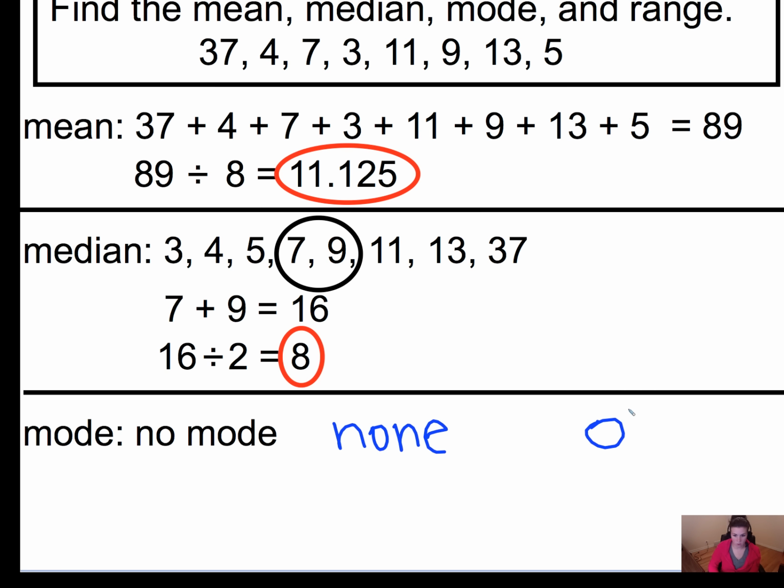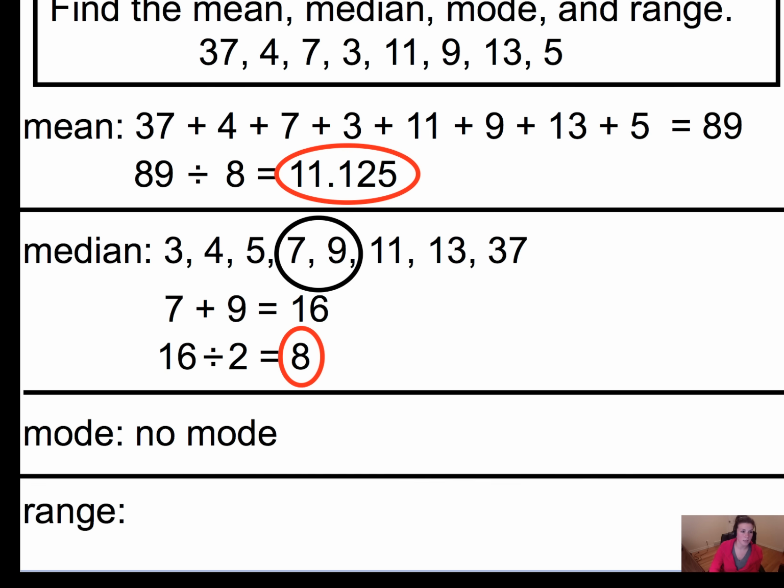You cannot write 0. 0 is not an acceptable answer because that can be confusing, where what you're saying is that the mode is 0. So you cannot put a numerical answer if there's no mode. Either write no mode or write none. And last, to find the range, since I already have the numbers in order from least to greatest, I'll take the largest number, which is 37, minus the smallest number, which is 3, and 37 minus 3 is 34, so that's the range. All right, one more example.